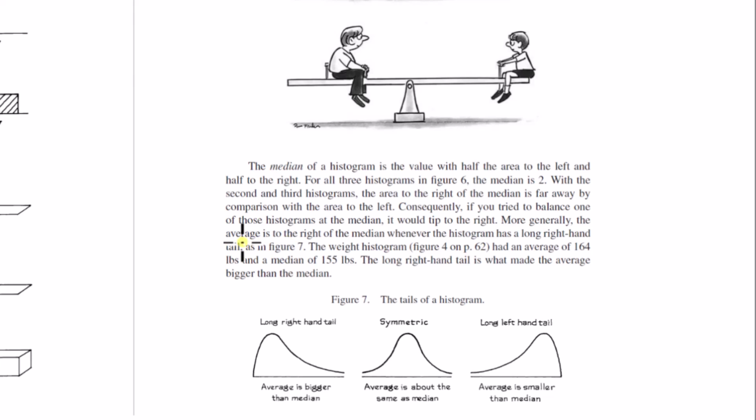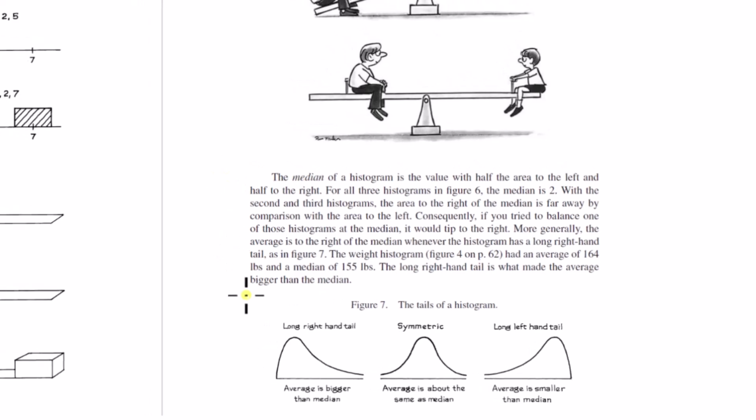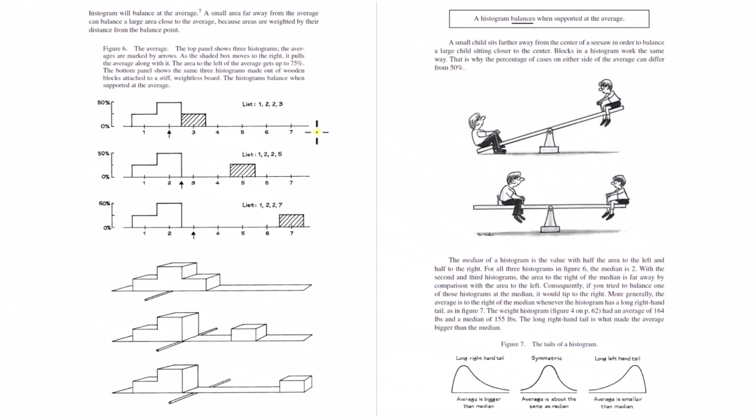More generally, the average is to the right of the median whenever the histogram has a long right-hand tail, as in figure 7. The weight histogram had an average of 164 pounds and a median of 155 pounds. The long right-hand tail is what made the average bigger than the median. Right, this is everything we just talked about in this figure here. It's this long tail that strays away from the median that gives these blocks, which aren't very tall, more weight because they're farther away from the median.